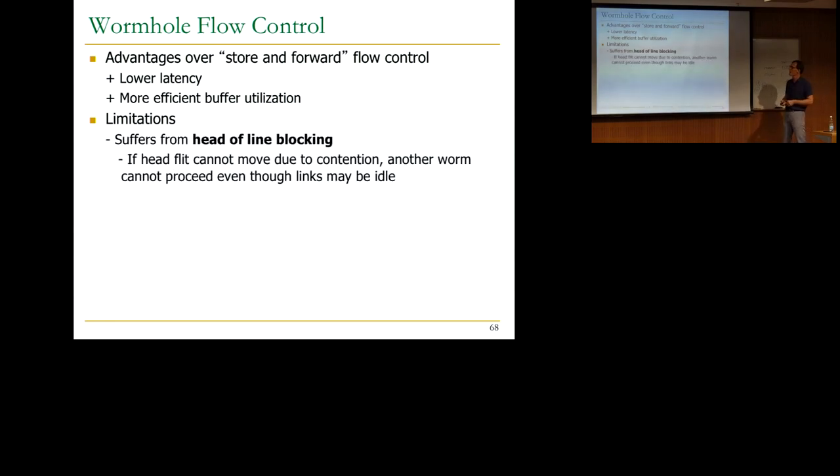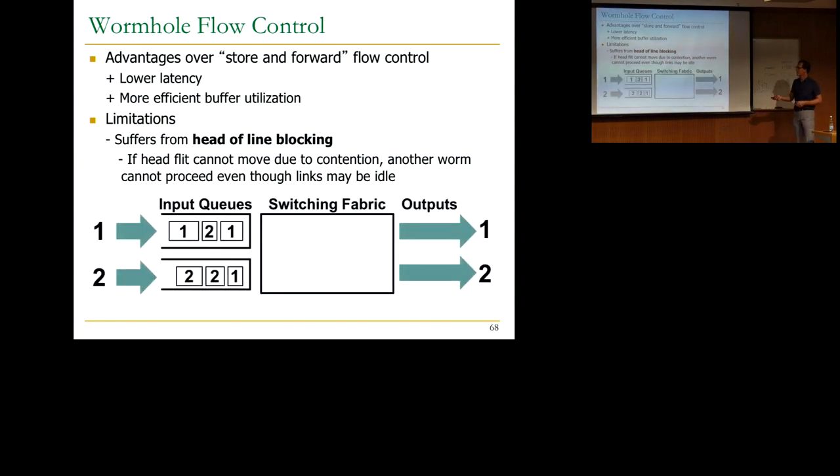There are limitations because this suffers from head of line blocking. If the head flit cannot move due to contention, another worm cannot proceed, even though links may be idle. The best way of looking at it is something like this. Both of these want to go to output port 1. As you can see, this is input port 1, input port 2, output port 1, output port 2, and these are the output ports these different packets want.